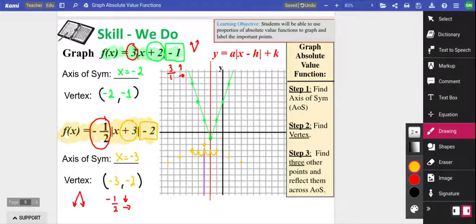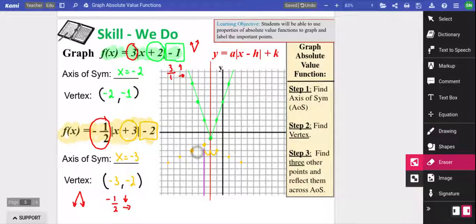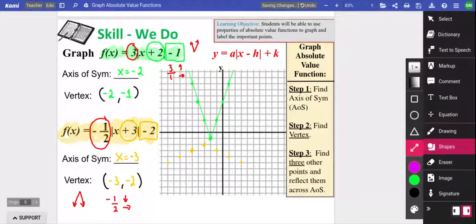Then connect the points to get the graph of our function.